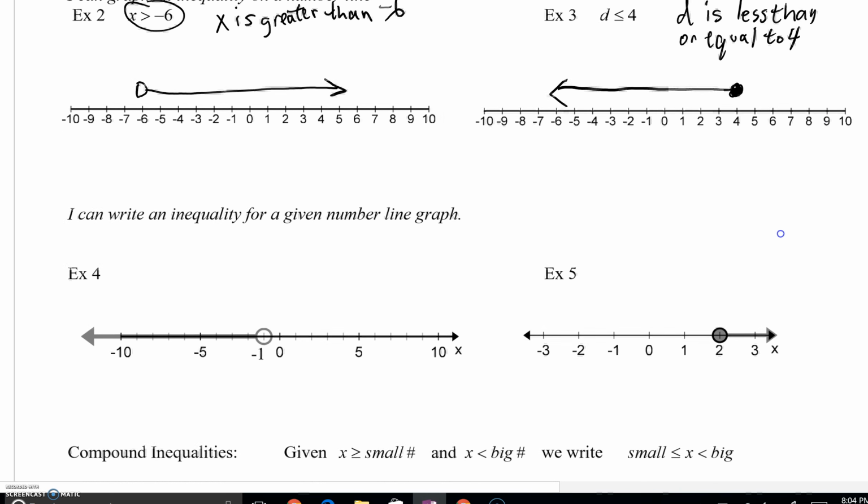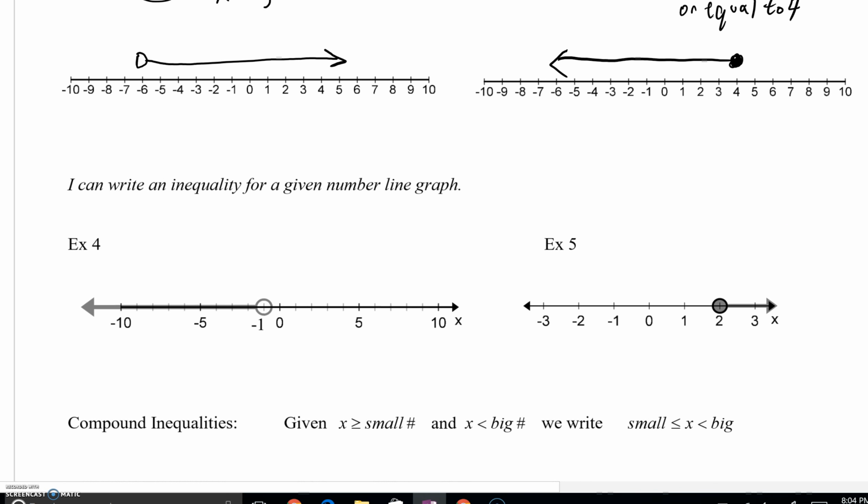By way of comparison, we can work in reverse. Look at this learning target. I can write an inequality for a given number line graph. You can see we have an open circle above negative 1. There's no equal bar. So an open circle means no equal bar. But you can see we're graphing off to the left. That means we're smaller than negative 1. We can say x is less than negative 1.